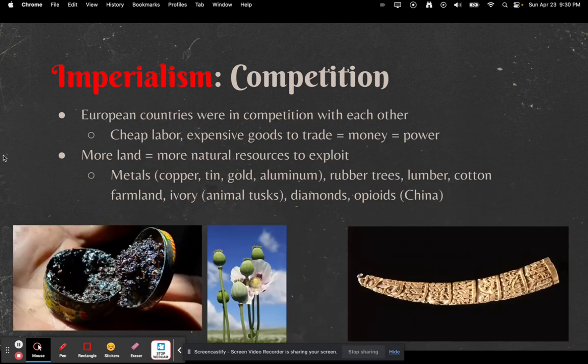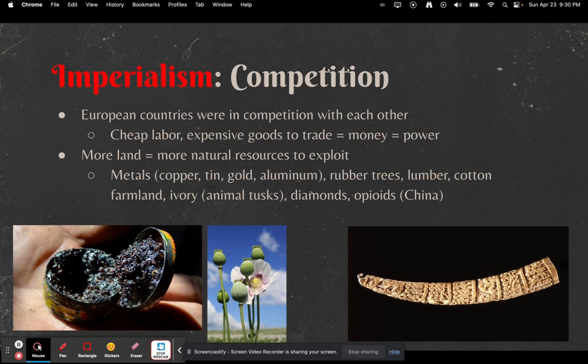European countries were also in competition with each other, right? You remember during the Napoleon videos that we watched, Napoleon and the British were in constant competition with each other. So European countries wanted cheap labor. They also wanted expensive goods to trade, because more money meant more power. They also wanted more land and more natural resources to exploit.